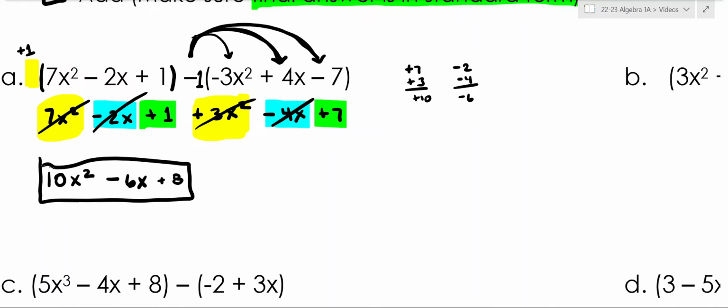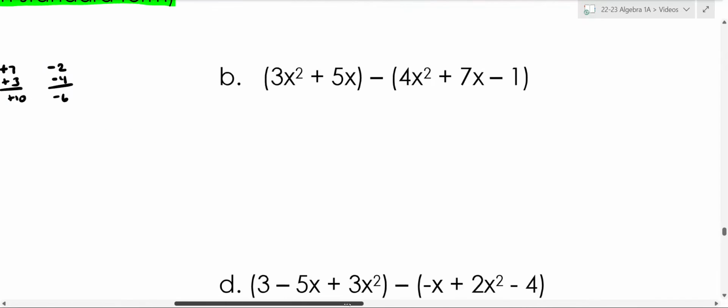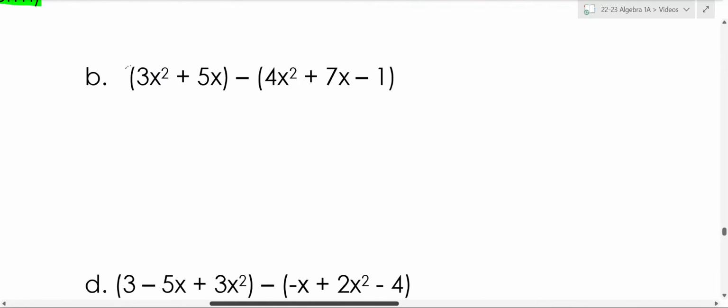How do you know that, Miss Medina? Because look, 10x squared, x is the variable, degree 2. -6x, x is the variable, so that means it's degree 1, and this is a constant, degree 0. See, highest degree to lowest degree. All right, focusing on that negative sign. This one is positive, so we're just going to ignore.